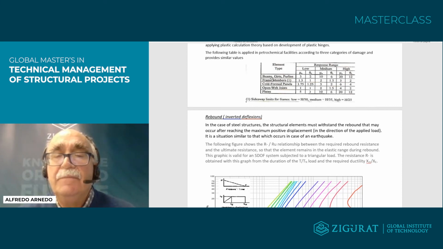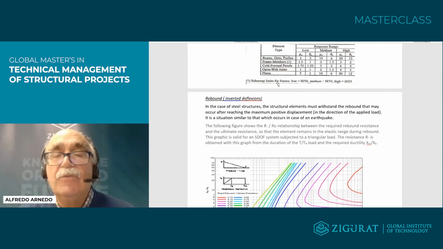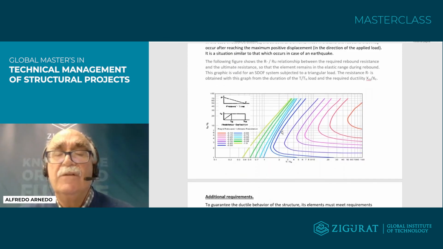For instance, we have beams, purlins, cold-formed, which is not so ductile, and plates. Plate is the more suitable. And here also the sideway limit for frames. We have the height divided by 50, divided by 35, or for high ductility the height divided by 25. This is the rebound. The rebound is the relation of the negative force in proportion with the maximum structure. Well, this happens especially in a steel structure.